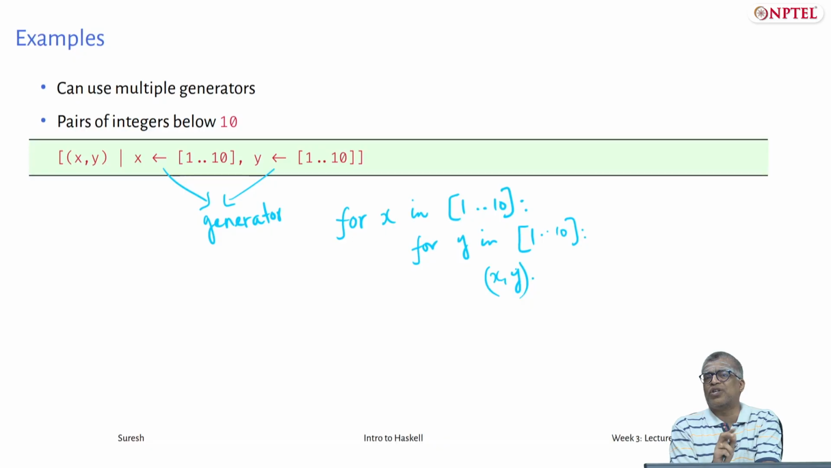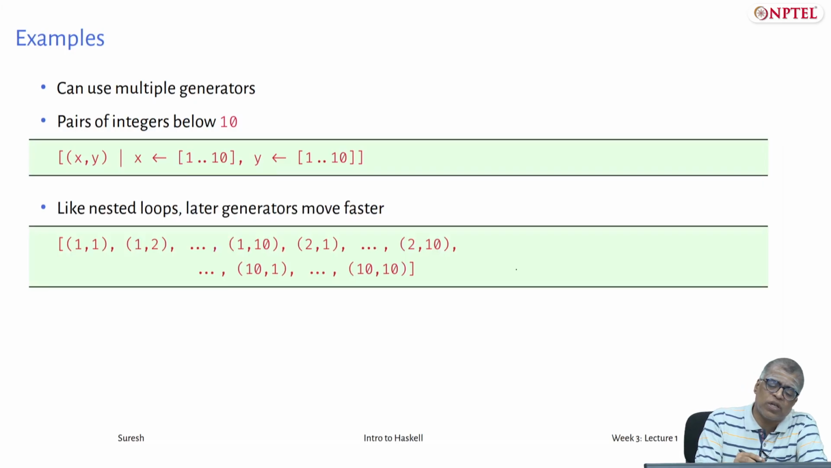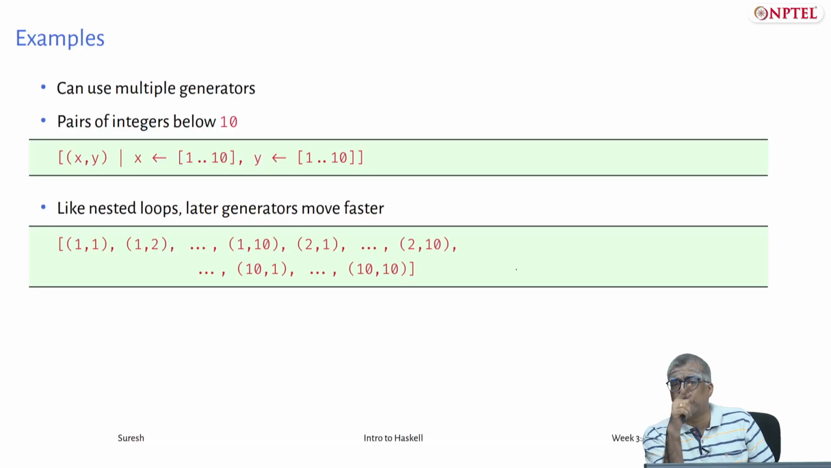You could of course reverse the order also. You could very well also say for y in 1 dot dot 10, for x in 1 dot dot 10, return xy. That's a different list of pairs. Okay. So this is like nested loops as I told you. Later generators move faster, but you will have to do many iterations of the later generators, one for each value of the first generator.